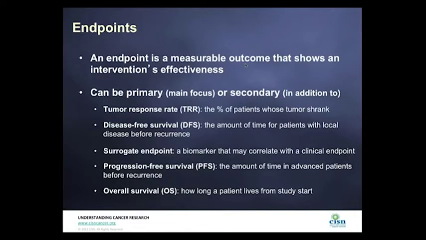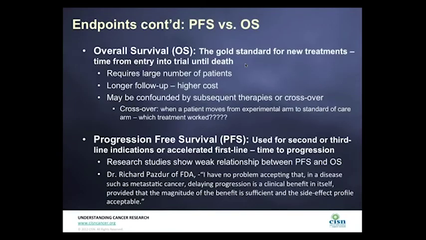So let's talk a little bit more about progression-free survival and overall survival, because here's where the controversy is. And it's an ongoing controversy. It's been going on for quite a while, and it probably won't end anytime soon. Overall survival is the gold standard for new treatment. And it's time from entry into the trial until death. Very unambiguous. Can't be biased. It's very black and white. You're either alive or you're not. So that's the gold standard, is what all advocates push for, is let's really focus on developing drugs that increase overall survival. That's an admirable goal. That's what we're all trying to get.